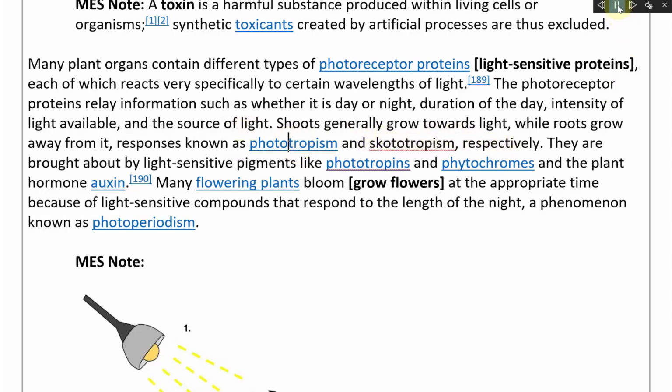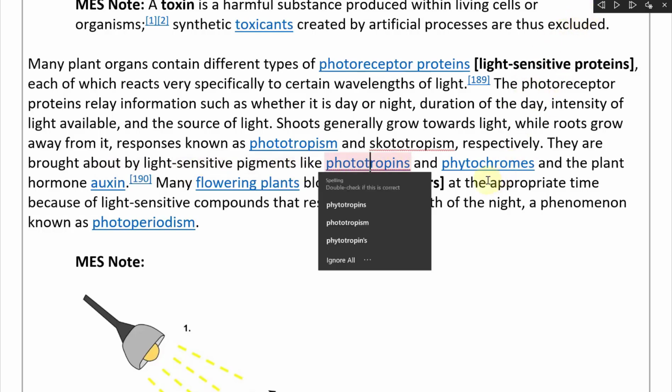Phototropism and skototropism. I'm going to call it phototropism and skototropism, respectively. They are brought about by light-sensitive pigments called phototropins and phytochromes.